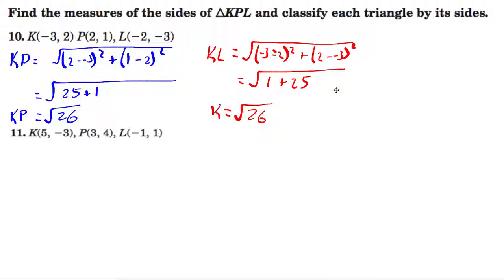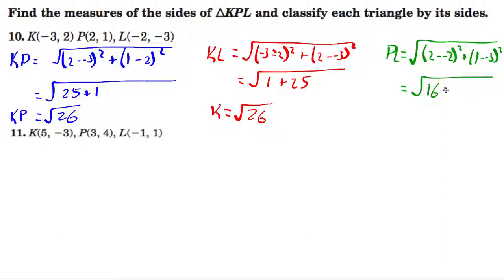So we know it's no longer scalene. It's at least an isosceles triangle. But if this third side, PL, is the square root of 26, that means this is an equilateral triangle. So PL is going to be 2 minus a negative 2 squared plus 1 minus a negative 3 squared. So here we get 4 squared, which is 16, plus 4 squared, which is 16. So PL is equal to the square root of 32.